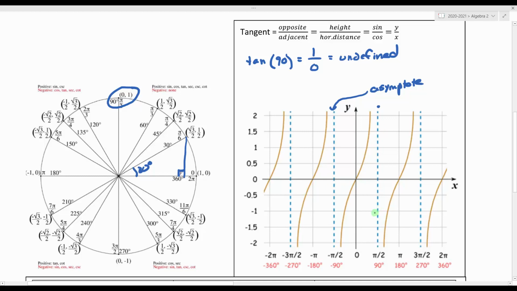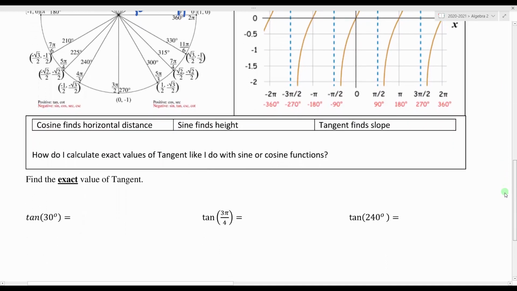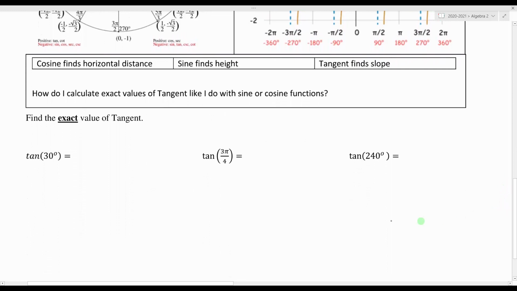All right, so that's all I really wanted to show you about the graph for tangent, and I think we kind of get the idea of how to calculate tangent. But let's actually go and do some calculations for tangent, because we want to know how to get exact values when we talk about the tangent function, right? So how do I calculate exact values of tangent like we did with sine or cosine?